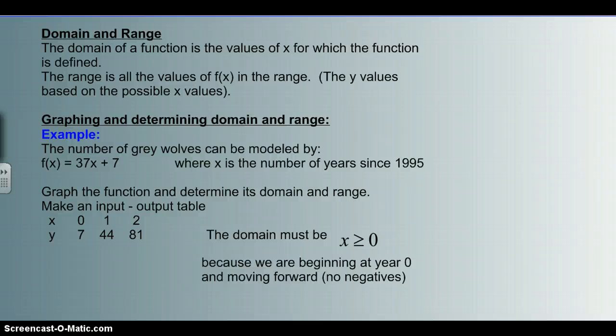Here you know from the outset the domain must be greater than or equal to 0 because the domain is time since 1995. We're not going to go back in time. We need to go forward. Now at 0, we would find the number of wolves in 1995. We could do that, or we could go forward. So x must be greater than or equal to 0. We're beginning here at the beginning year and going forward. So this has no negative numbers in the domain.